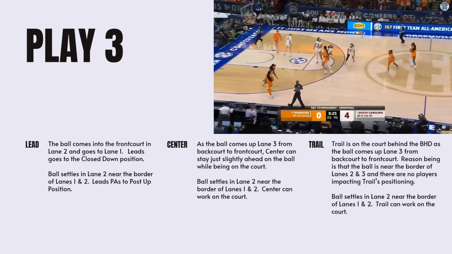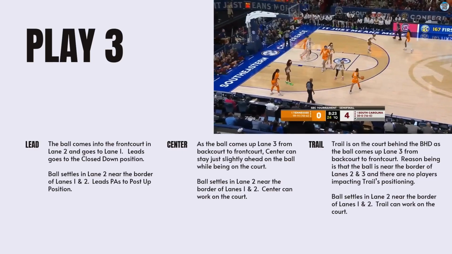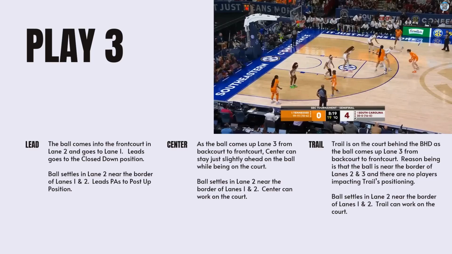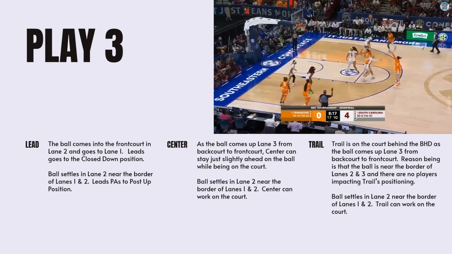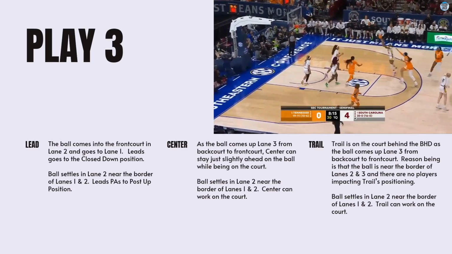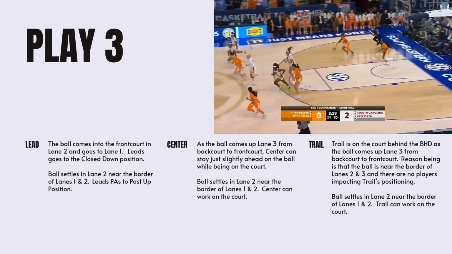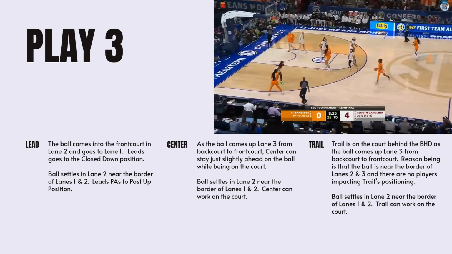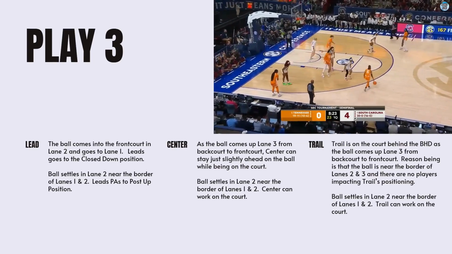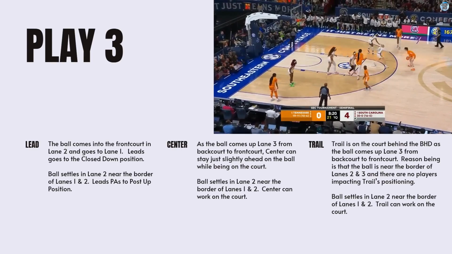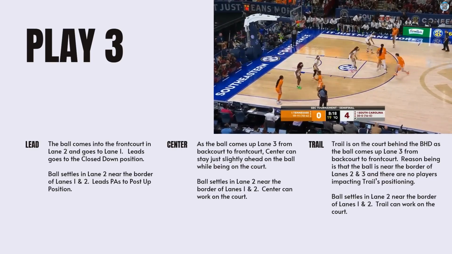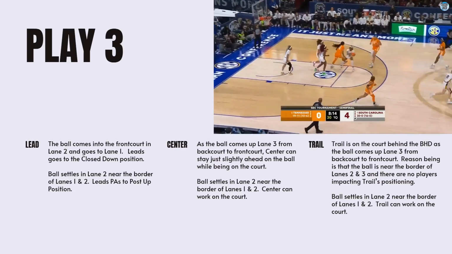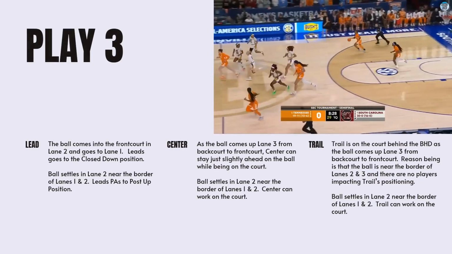Our center will stay just slightly ahead of the ball coming from backcourt to front court. The ball again settles in lane 2 near the borders of lane 1 and 2. Center can thus work on the court. As the ball comes into the front court in lane 2 and goes to lane 1, lead goes to the close down position. The ball settles in lane 2 near the borders of lane 1 and 2, and lead will take a position adjustment to the post up position.